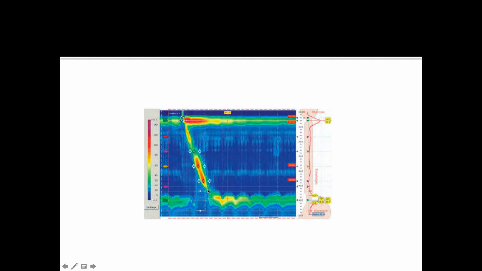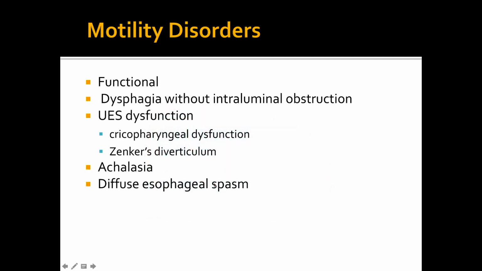So if this remains orange all the time, there's incomplete relaxation, which will clue you into more of a lower esophageal sphincter high pressure zone or achalasia type symptoms. If patients have orange all the way down and minimal progression of peristalsis, they'll have esophageal spasms, which can cause pain. So this kind of helps you cone down on your diagnosis.